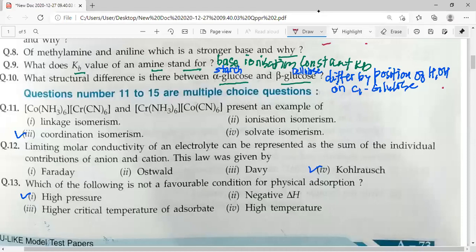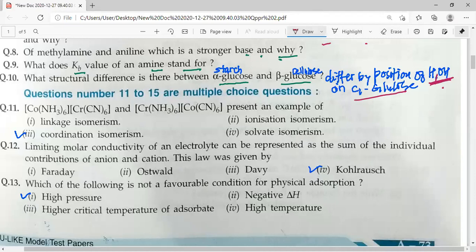We have studied about the Kb now. Now let us study the next question. What structural difference is there between alpha glucose and beta glucose? So please remember, my dear students, that there is a difference in the position of H and OH on carbon number 1 of the glucose.